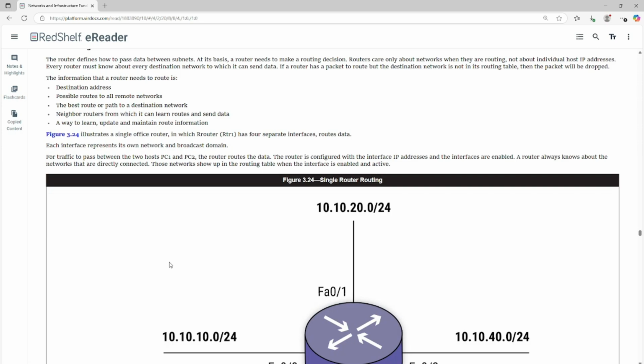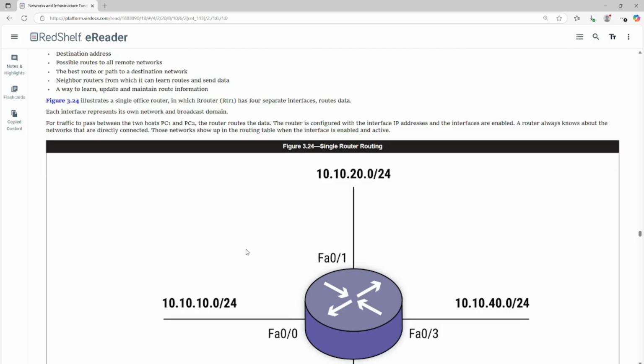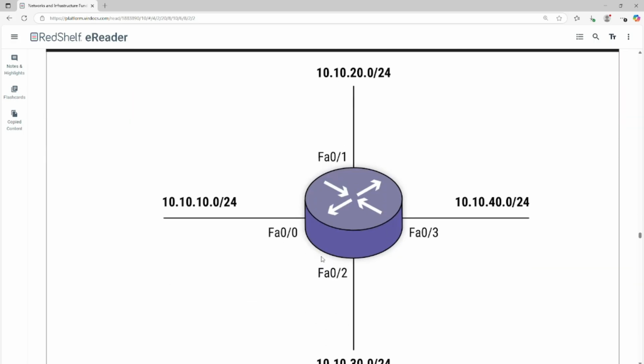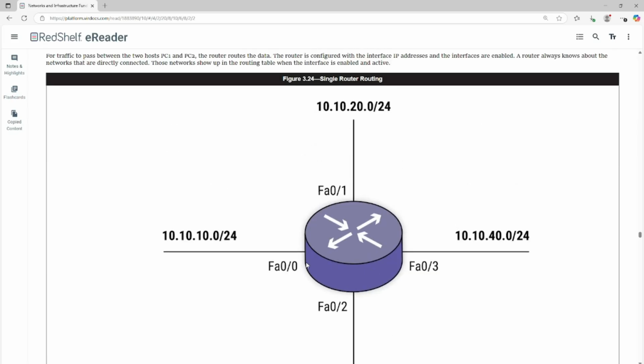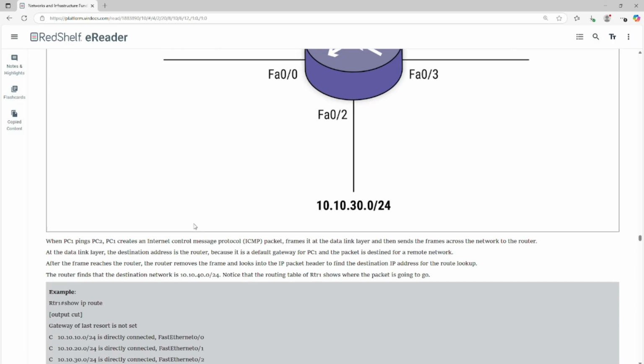The diagram in figure 3.24 illustrates a single office router, in which the router RT1 has 4 separate interfaces that route data. That's it, RT1. It has 4 interfaces. You see, that route. So very simple.